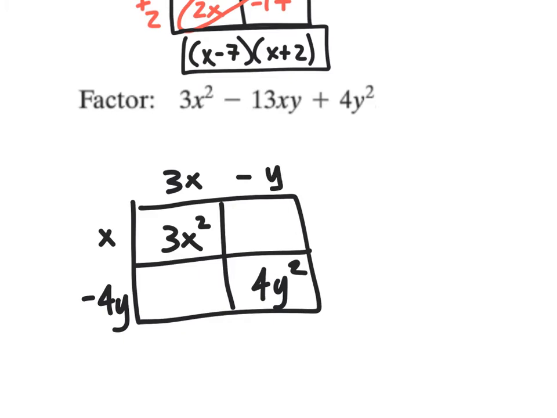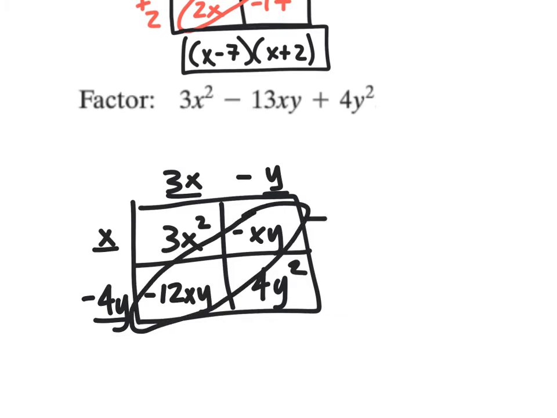Now watch what happens. If I do negative 4y times 3x, it's going to give me negative 12xy. And then negative y times x gives me negative xy. Now, when I combine these as like terms, that's going to give me negative 13xy. I had to think about this one for a second, okay?